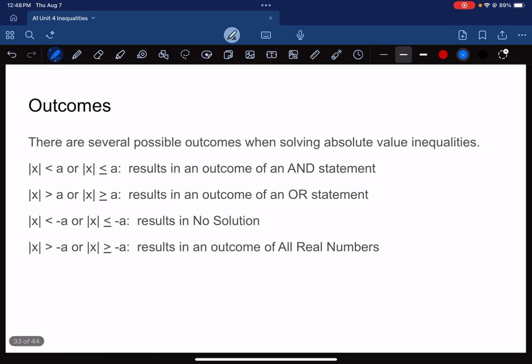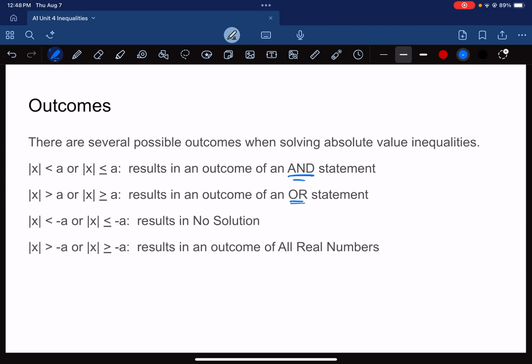All right, so there's several possible outcomes when you solve absolute value inequalities. If you have x less than a or less than or equal to a, that's going to be an AND statement. Hopefully you notice that. And then if you've got x greater than a or greater than or equal to a, then it's always going to be an OR statement. So less thans are ANDs, greater thans are ORs.